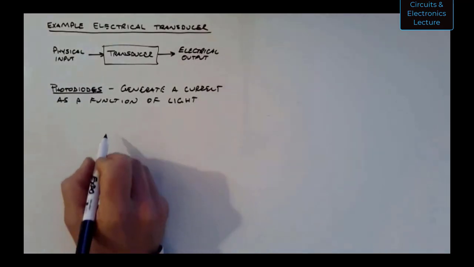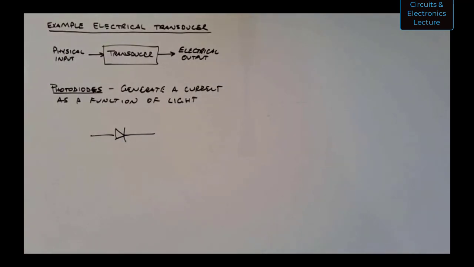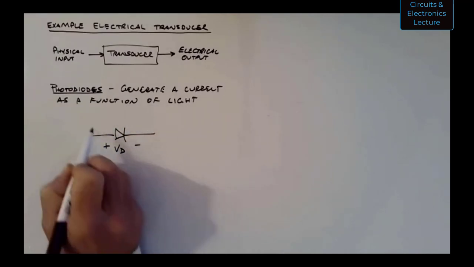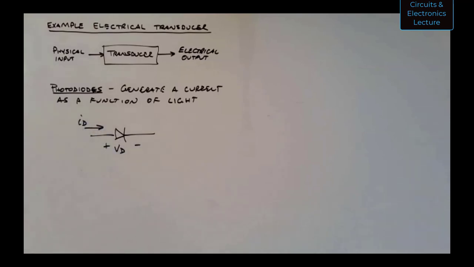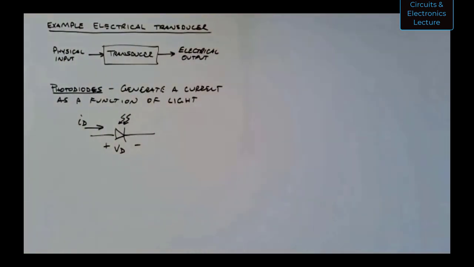It's a diode, so you can just draw this as a diode. You can define a voltage across that diode, just like we have in the past, a current into that diode, just like we have in the past. I'm going to add a couple arrows here. These arrows indicate that light is impinging on that diode. If you see arrows coming into a diode, it usually means it's some sort of photodiode or photodetector. If you see arrows going out of a diode, it's a light emitting diode, typically.